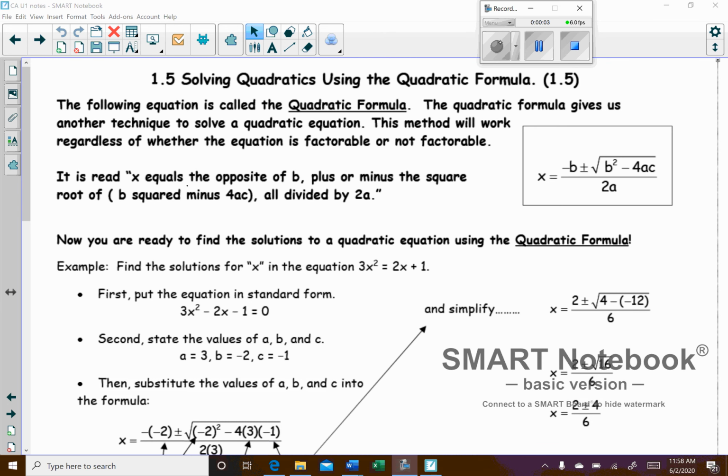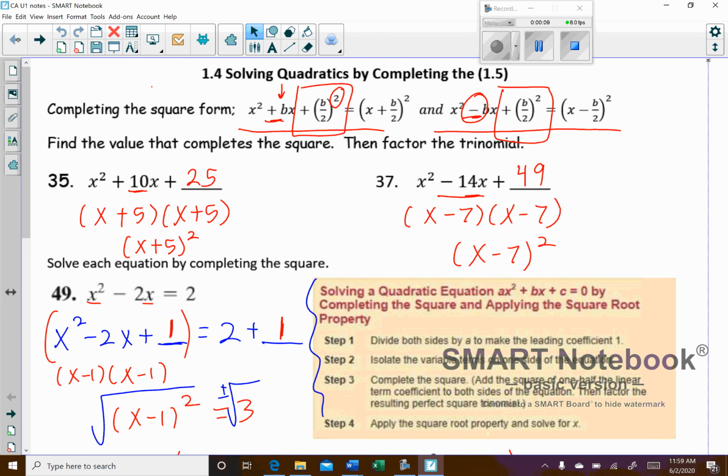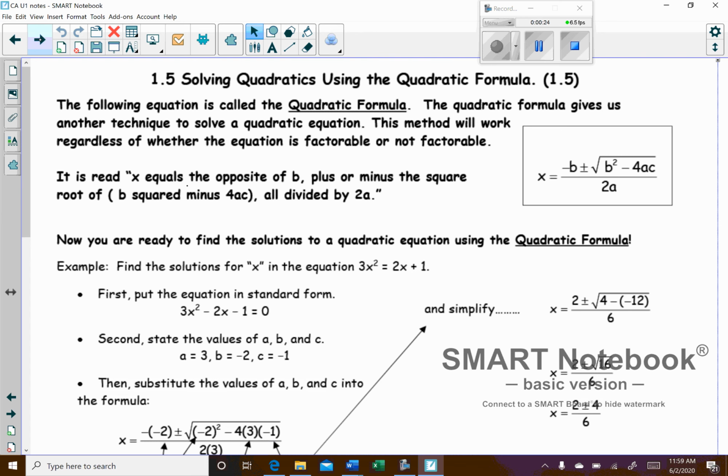All right, so here we're going to look at the quadratic formula. In our previous section, we were doing this process called completing the square, okay? What we had to do is come up with a perfect square trinomial, factor that, and square root both sides. What the quadratic formula does for you is it basically does all that work for you.